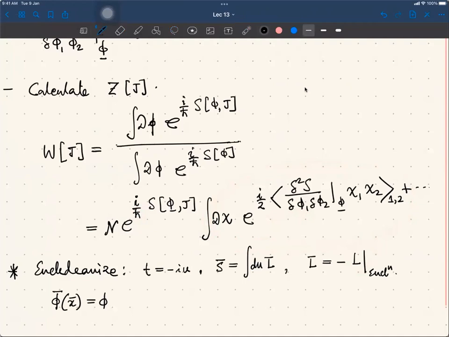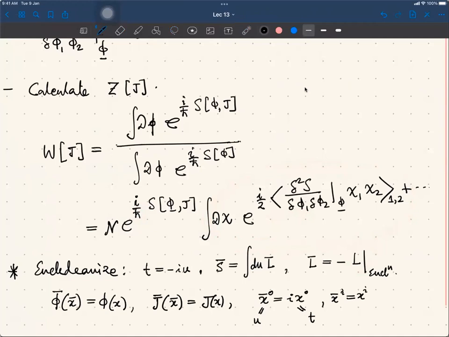And the Euclideanized field, if the field in the Euclidean theory is phi bar of x bar, it is numerically the same as phi of x. The source J bar of x bar is the same as J of x, and x bar zero, which I called u here, is equal to i x zero, where x zero is t, and x bar i is the same as x i.